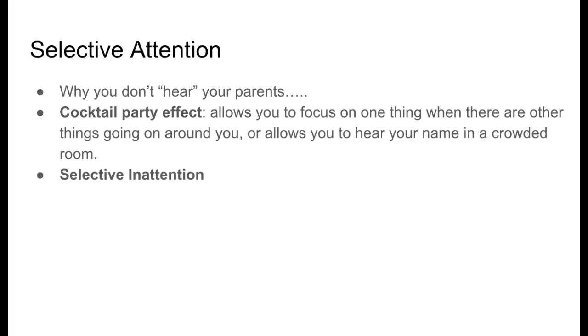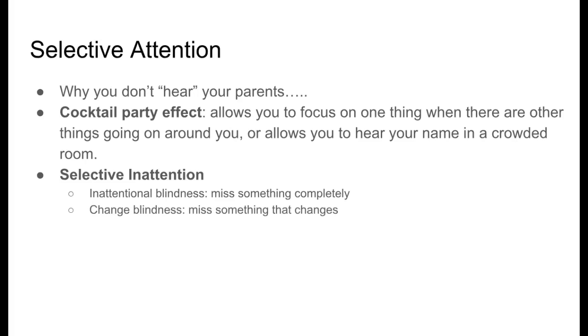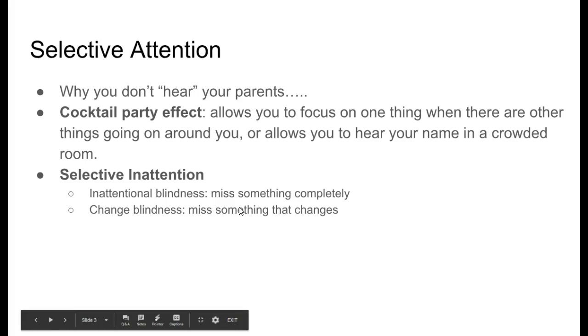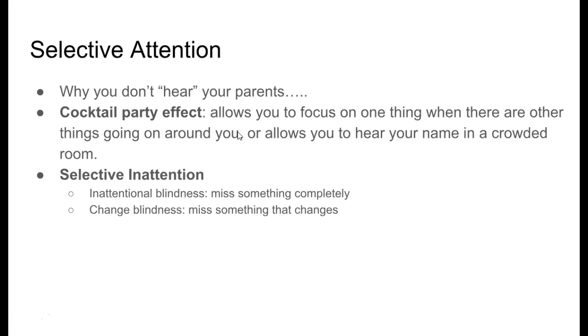On the flip side of that, you also have selective inattention, and this would be why you don't hear your parents when they call you. And we could have unintentional blindness. This is when we accidentally miss something completely, don't even notice it, even though it's there. You also have change blindness, which is when you miss something that changes. Oh, sorry, this goes not just with blindness, but can also go with deafness. So maybe you unintentionally don't hear something even though it's there, or you don't notice a change in it.